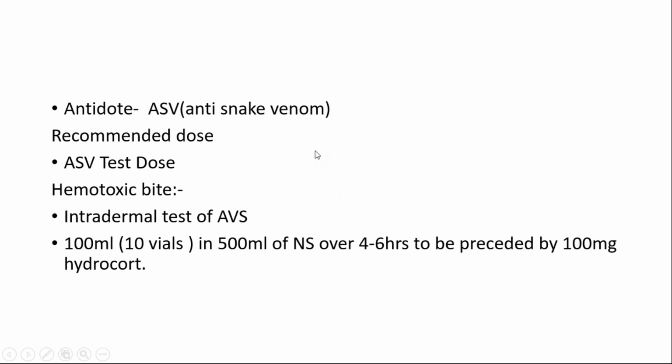There is an anti-snake venom for all of these, all the big four. A single antidote is available, that is anti-snake venom. It is multivalent, that is, it covers every snake bite in India. In case of a hemotoxic bite, 100 ml, that is 10 vials of ASV in 500 ml NS, is to be given over 4 to 6 hours, preceded by 100 milligrams of hydrocortisone.